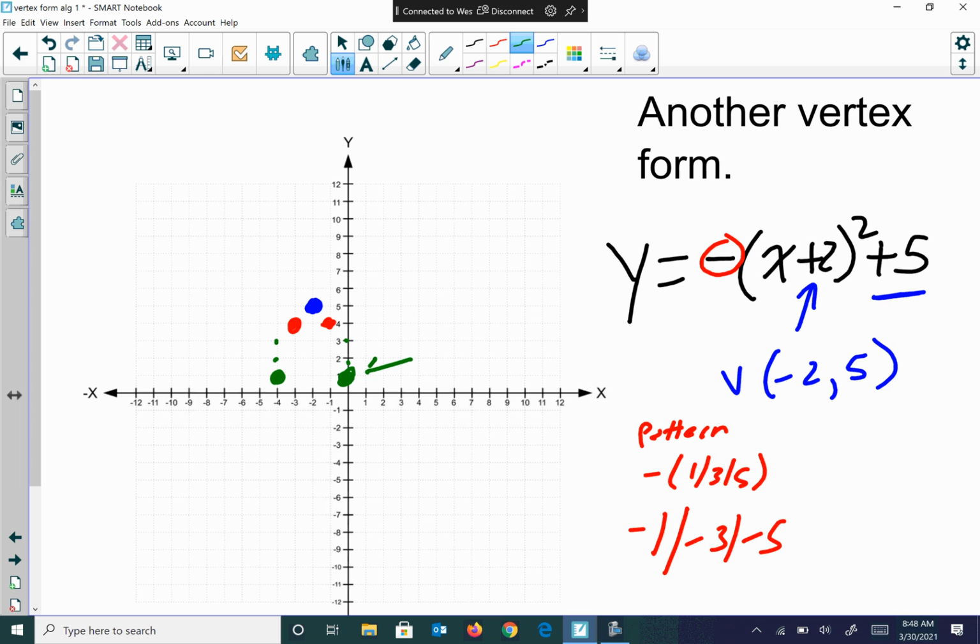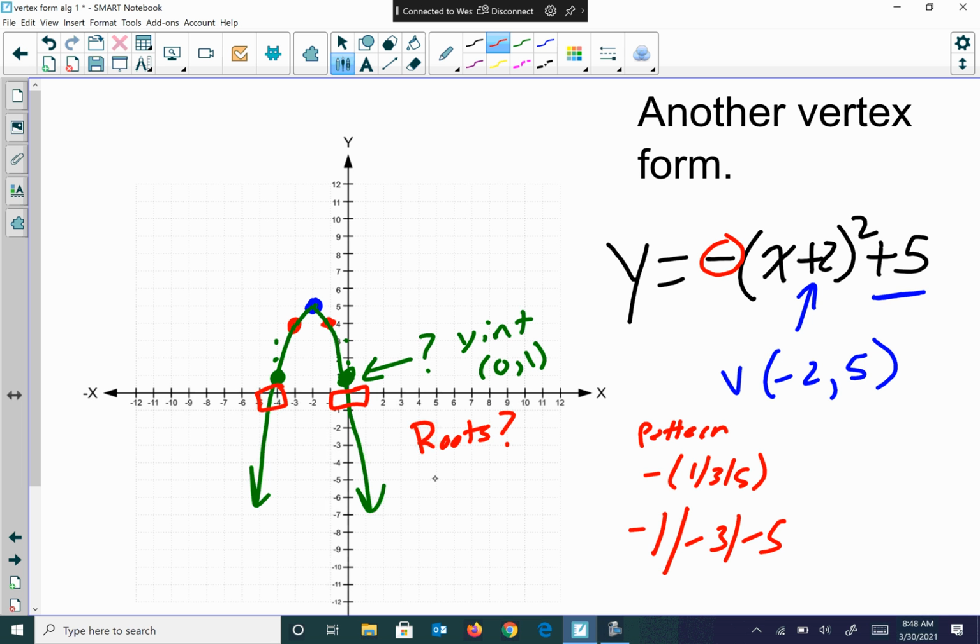Hey, what is this? The y-intercept. The y-intercept is (0, 1). Did my pattern graph show that it's crossing the x-axis twice? Yes. Do I know these exact roots? No. Questions, my friends?